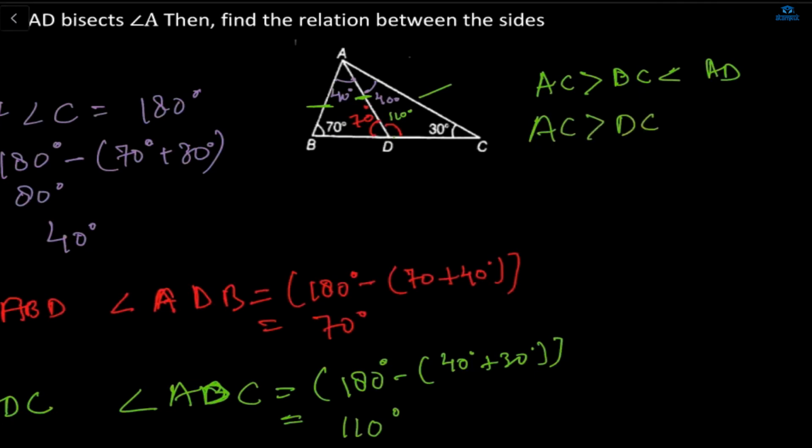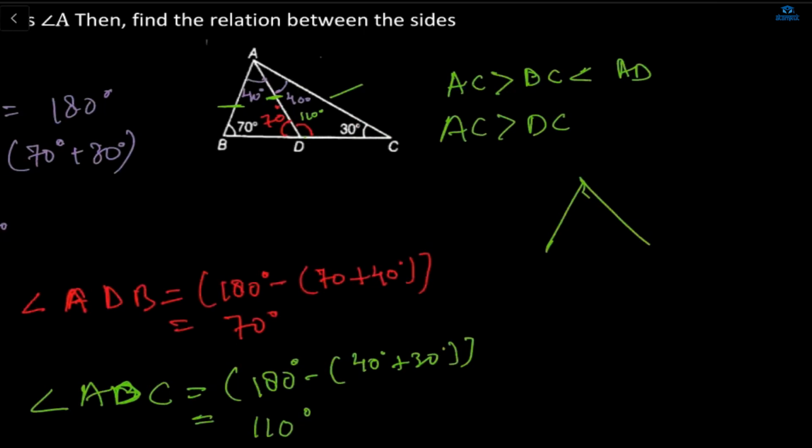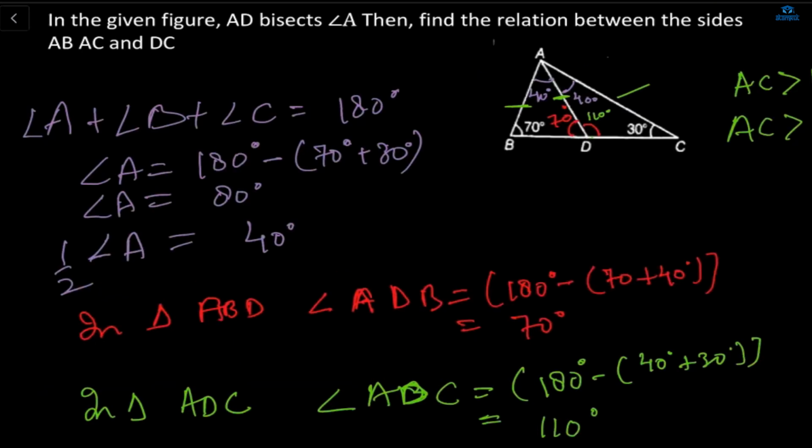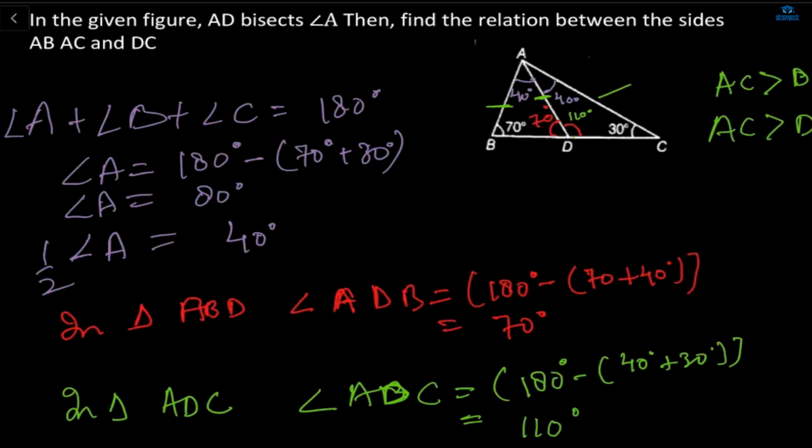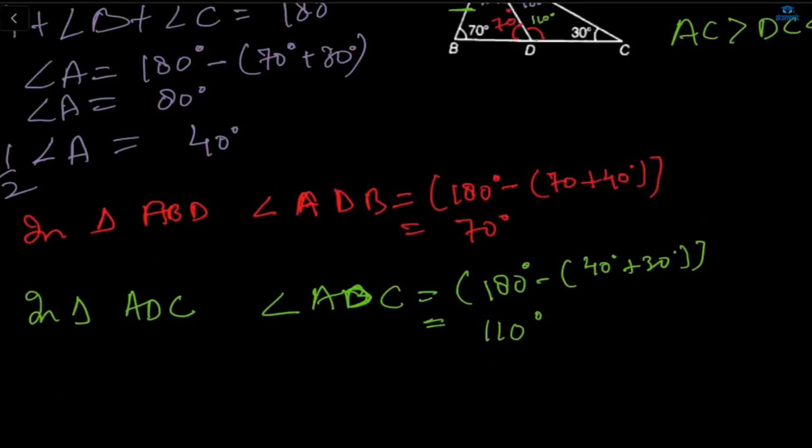Or you can do it directly this way. This is your 70 and this is your 30 and this is what you have got, 80. Did we have to find some other relation too? AB, AC, and DC. We had to find the relation in DC, right? Yes, so you have got the relation already. See, DC is less than AD. Instead of AD, you can write AB because both are equal from equation 1. Because both are 70, we already know that AB is equal to AD.